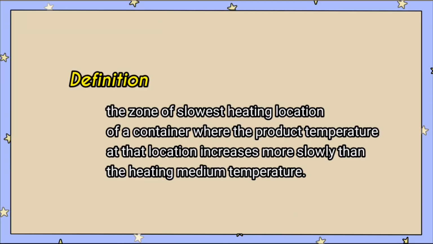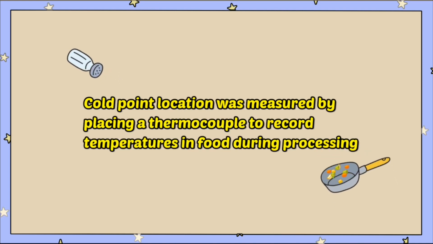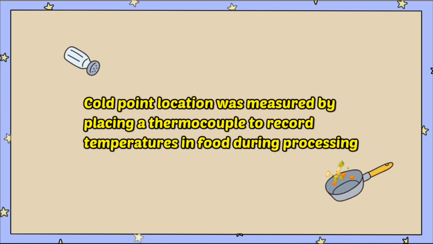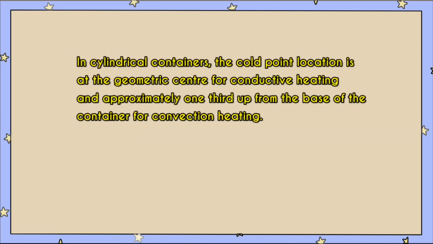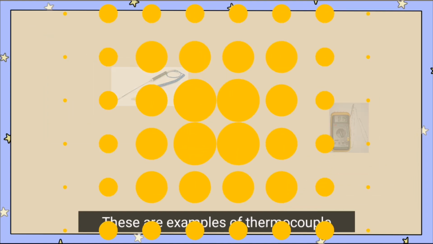The definition of cold point location is the zone of the lowest heating location of a container where the product temperature at the location increases more slowly than the heating median temperature. It is measured by placing a thermocouple at the cold point location to record temperatures in food during processing. In cylindrical containers, the cold point location is at the geometric center for conductive heating and approximately 1/3 up from the base of the container for convection heating. These are the examples of thermocouple.